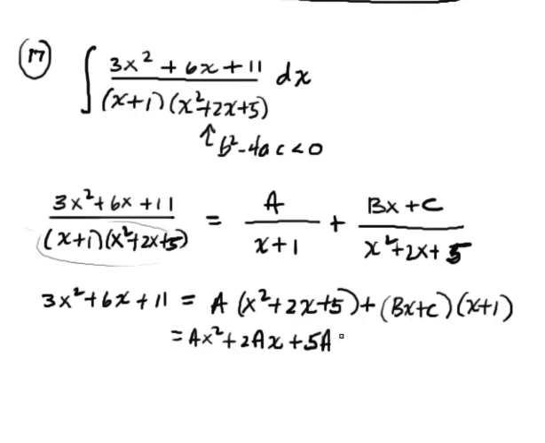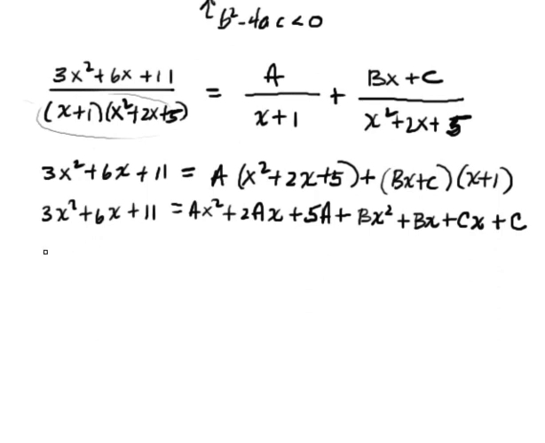And now let's multiply out bx plus c times x plus 1. So we have bx squared plus bx plus cx plus c. Okay, and on the left we still have 3x squared plus cx plus 11. Now we'll match coefficients.